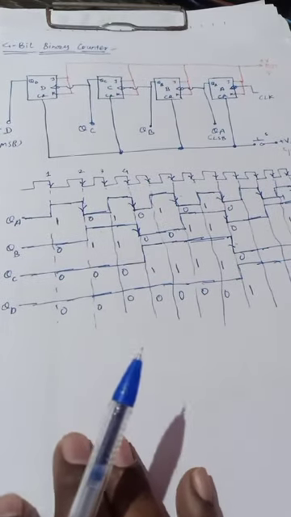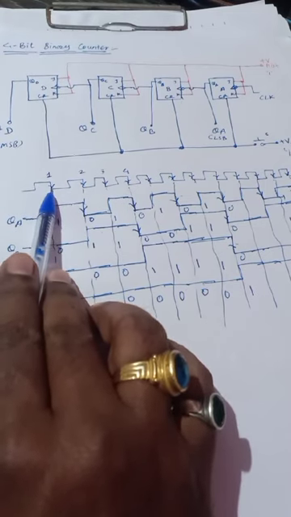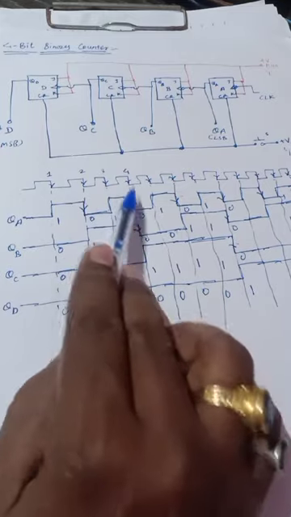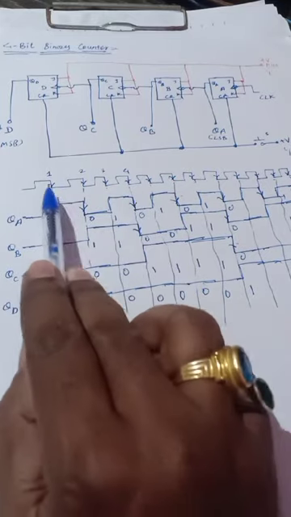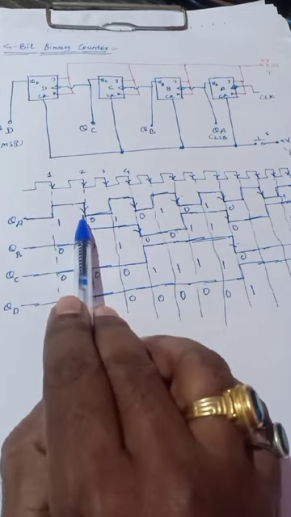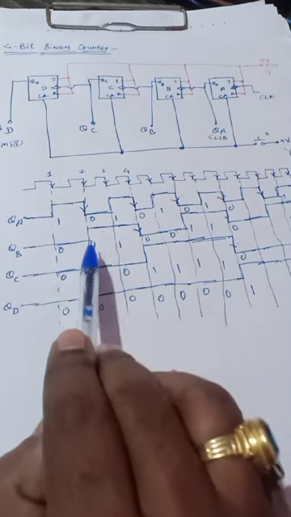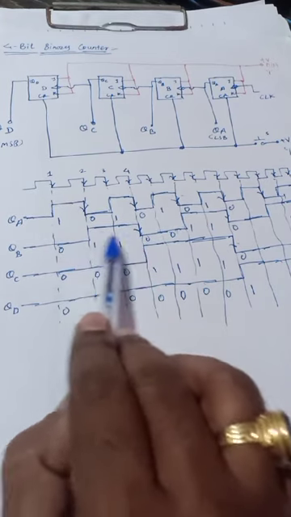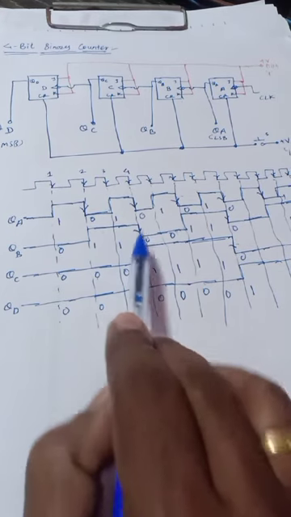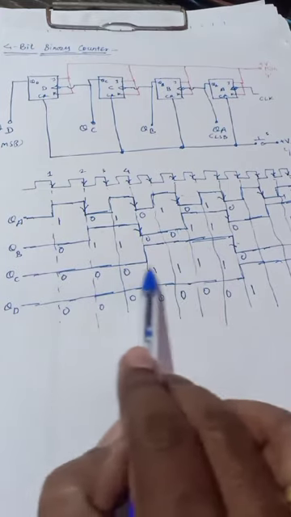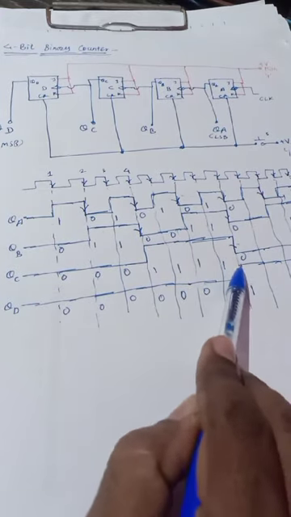If you observe, at every falling edge of the clock, QA toggles. Here QA toggles, here QA toggles, here it toggles. At every falling edge of the QA output, QB toggles. Toggles means changes the output. At every falling edge of QB, QC toggles. At every falling edge of QC, QD toggles.